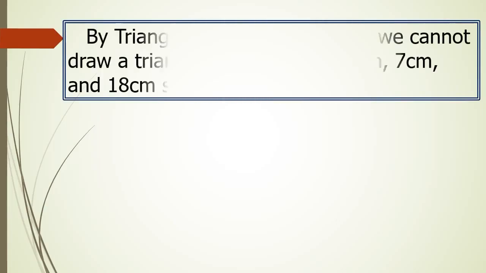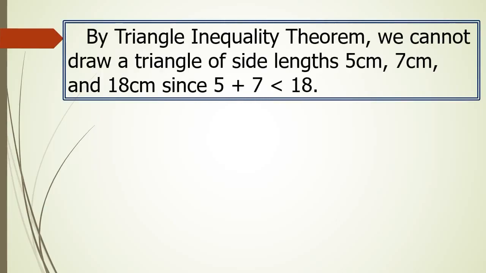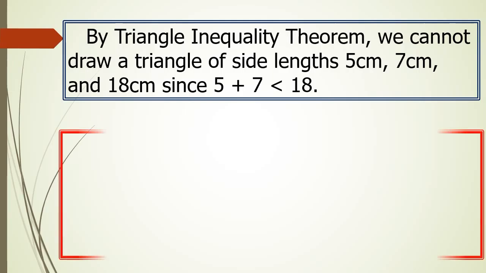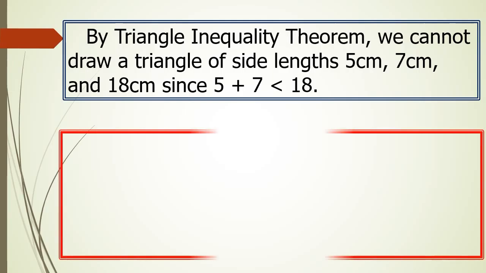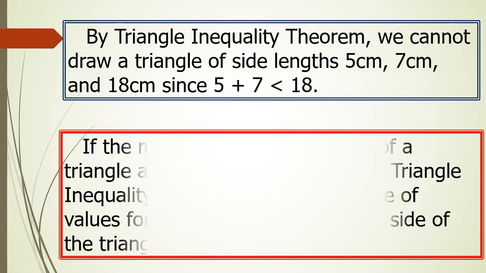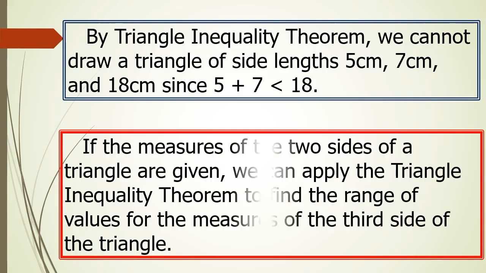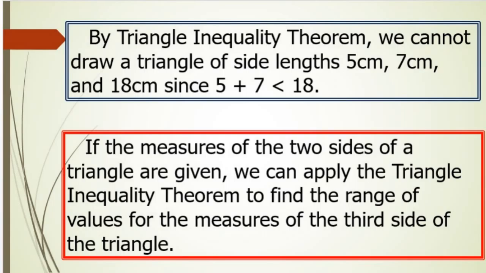By triangle inequality theorem, we cannot draw a triangle of side lengths 5 cm, 7 cm, and 18 cm since 5 plus 7 is less than 18. If the measures of two sides of a triangle are given, we can apply the triangle inequality theorem to find the range of the values for the measure of the third side of the triangle.